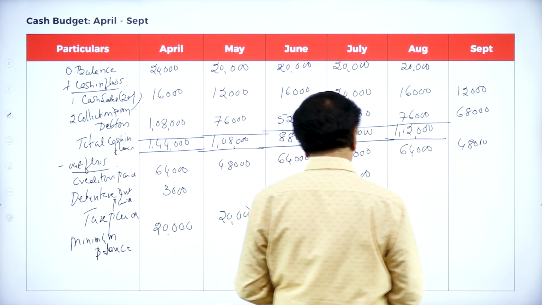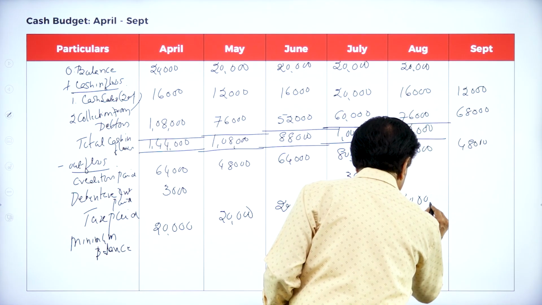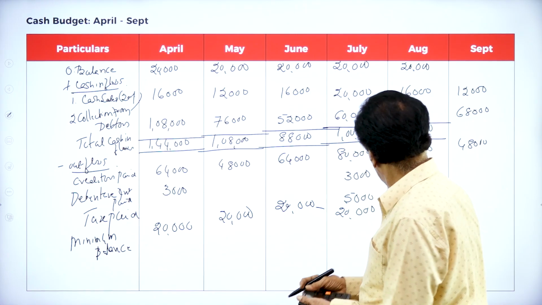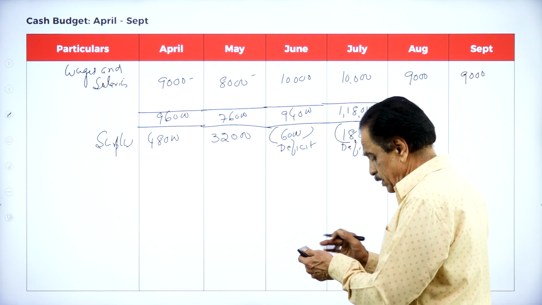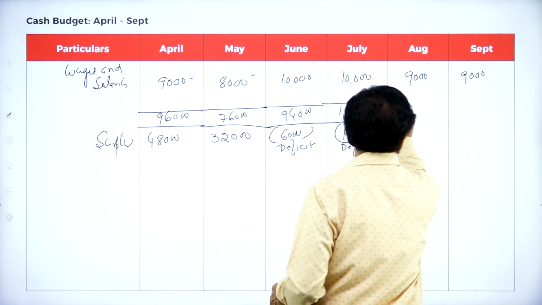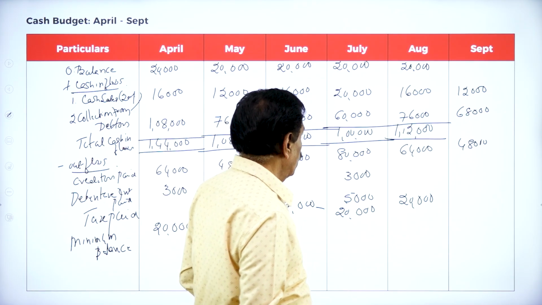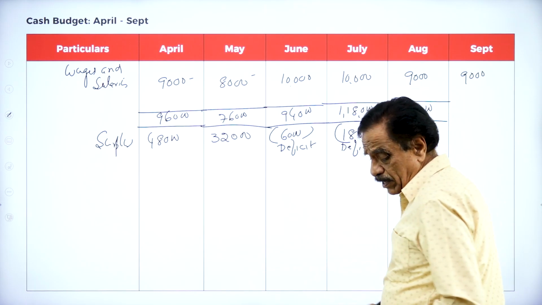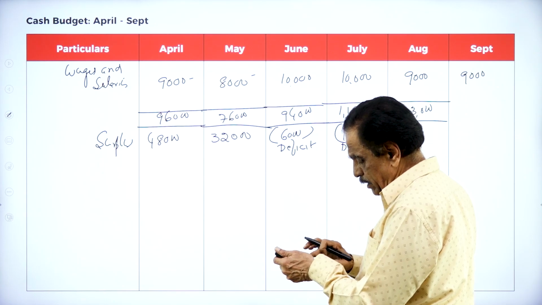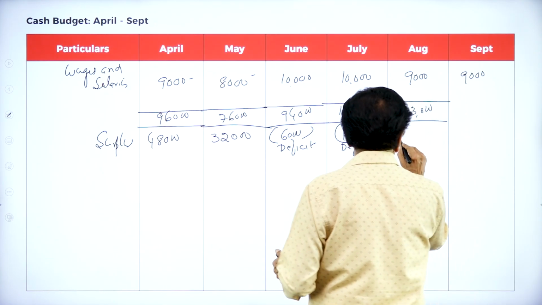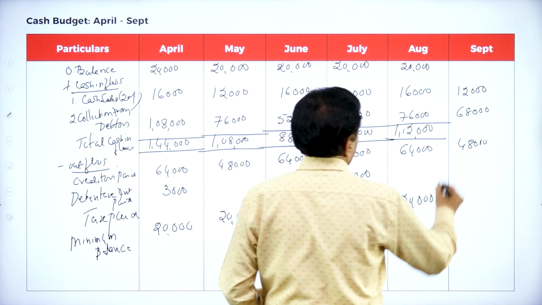1,12,000. 64,000. Minimum balance is 20,000. 64 plus 20,000 plus 9,000, 93,000. Here minimum balance 1,12,000, 93,000. 1,12,000 minus 93,000. So 19,000 surplus. Then come back to last month. 20,000.